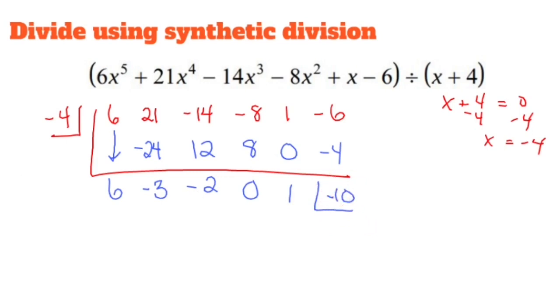Now, what does this mean? Well, my final answer are the coefficients of whatever's left over. This is a remainder. My remainder is -10. Now, just like long division, you take your remainder and you put it over the factor that you use to divide this polynomial. So since this is -10, I'm going to have -10 over x plus 4.